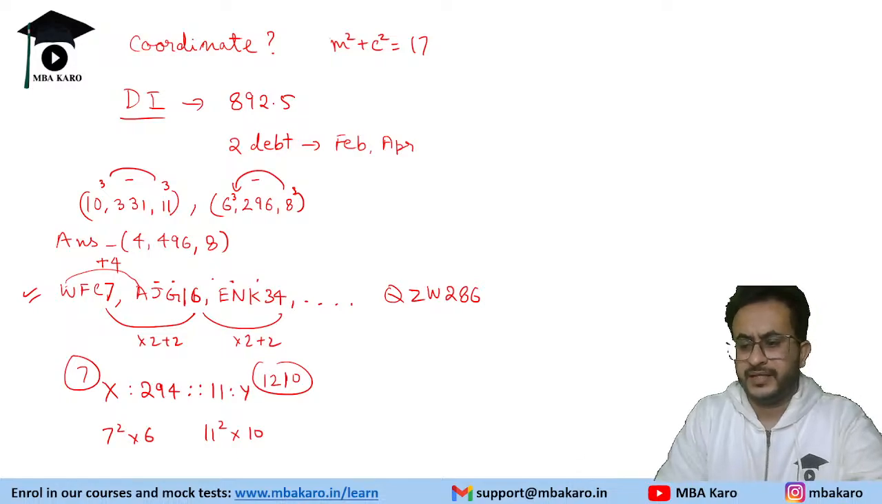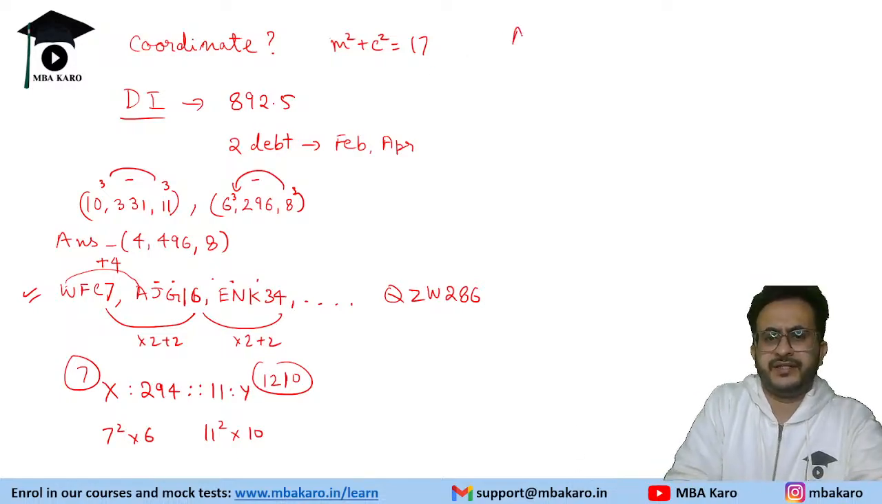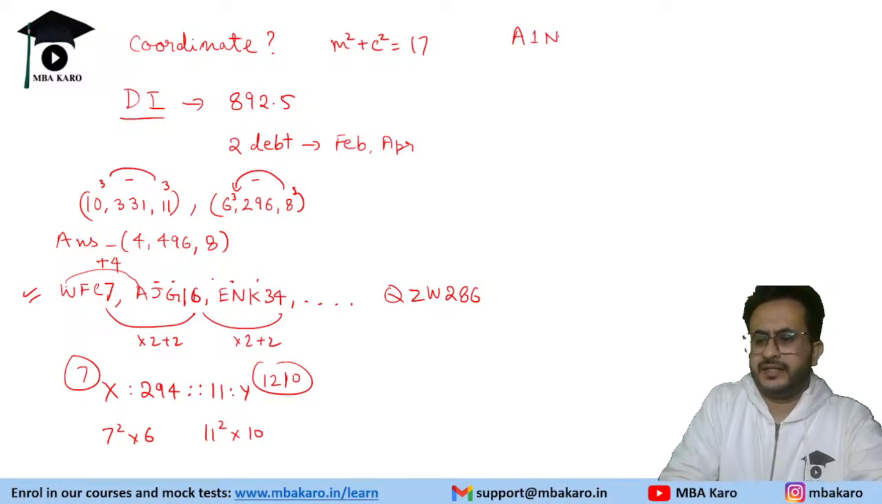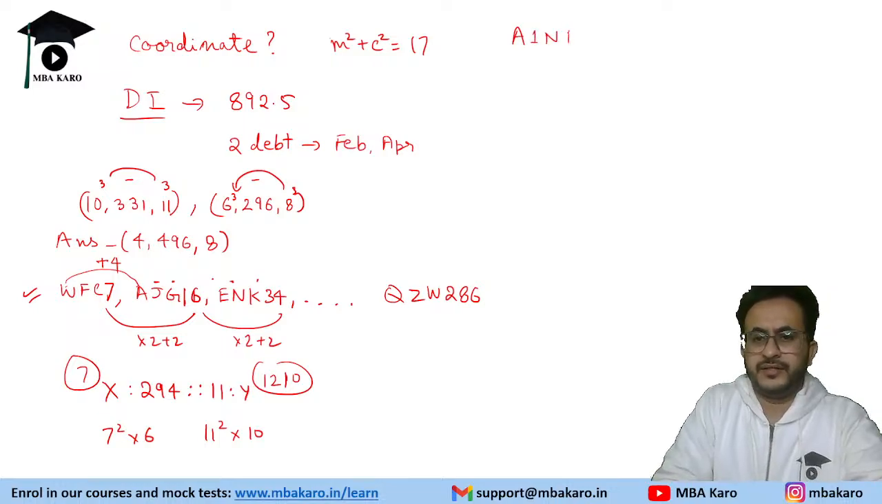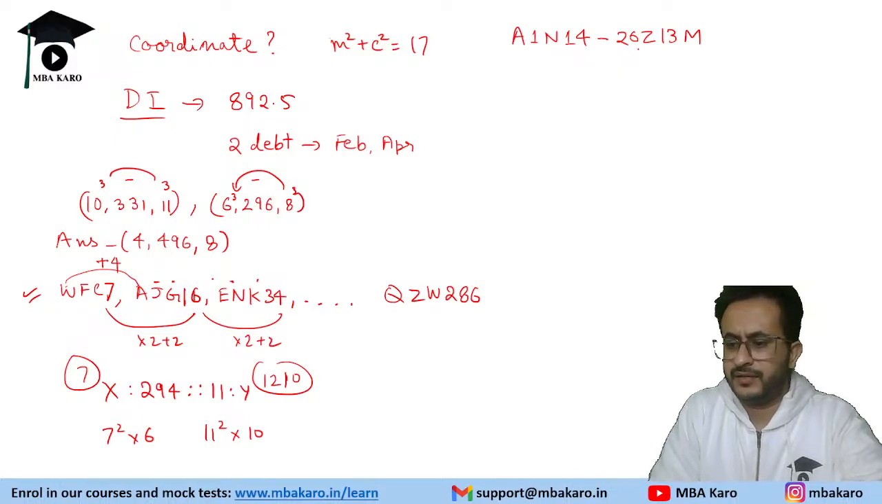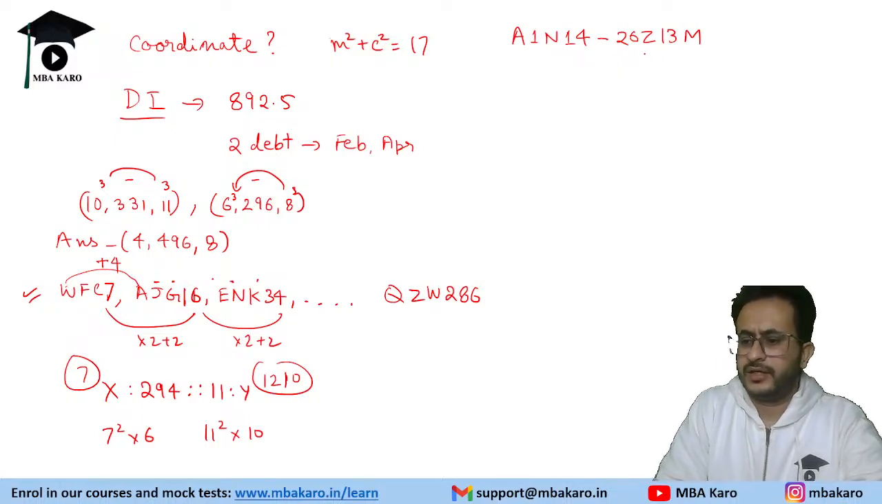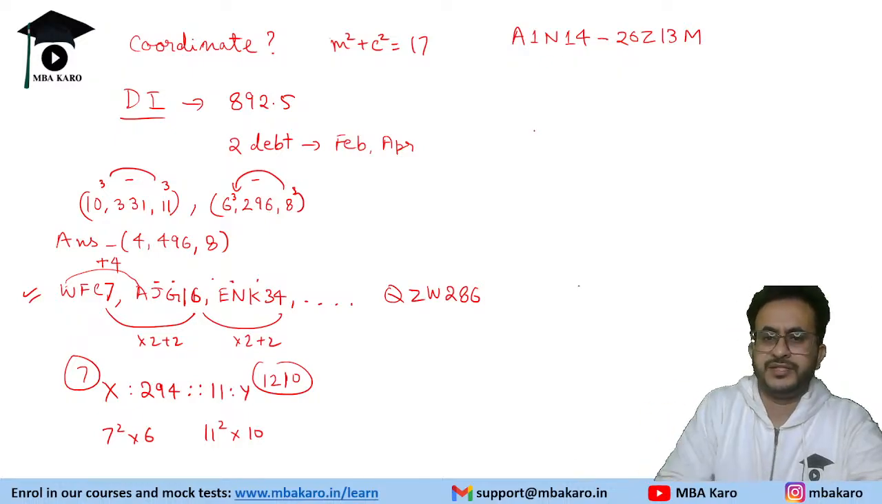Then there was another thing like a1 n 14, and it was matching with 26z. Some kind of logic was this, and 13m, that was the logic. You have to find which of these will match there. I do not recall the options, I have not written them, but it was like first letter and last letter.